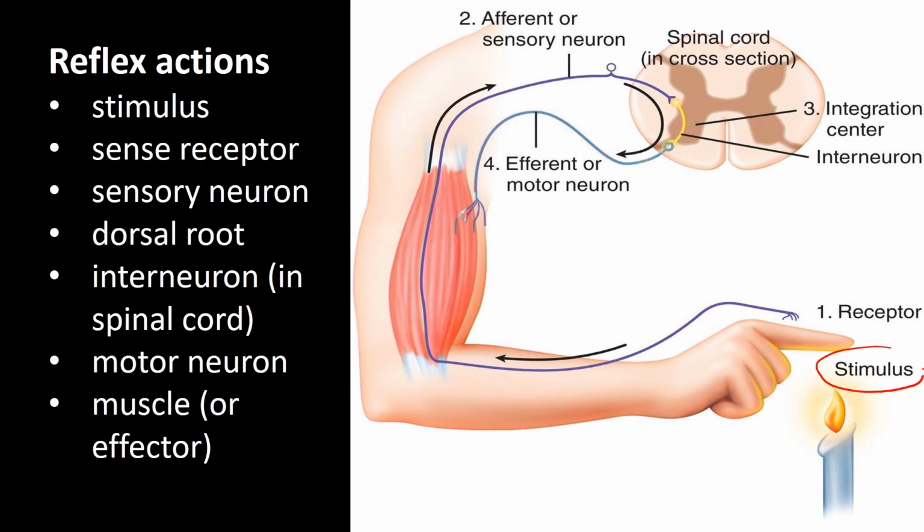There's the stimulus, which in this case is heat. A sense receptor in your skin senses the heat. It passes along a sensory neuron up the arm and past the cell body into the spinal cord. And the spinal cord immediately, by means of a connector neuron, sends a message to the motor neuron, and the motor neuron sends a message to the muscle. And at the same time, you realize your arm has moved.